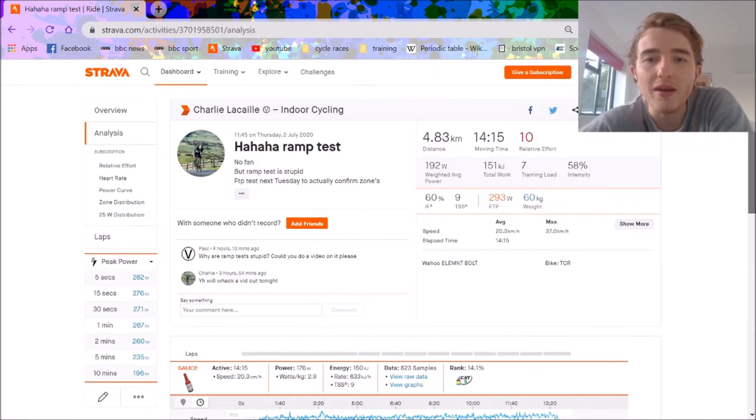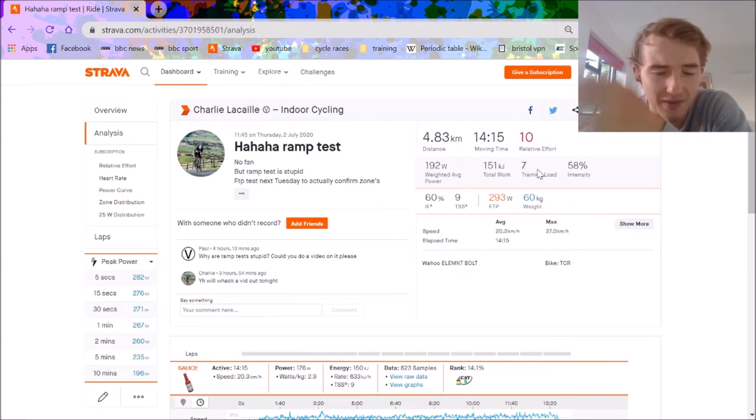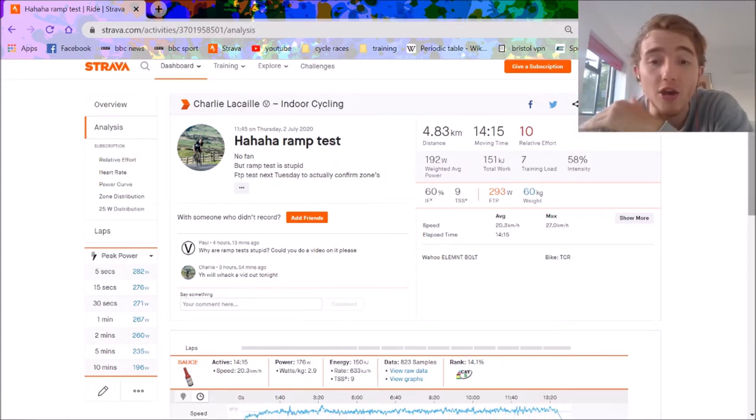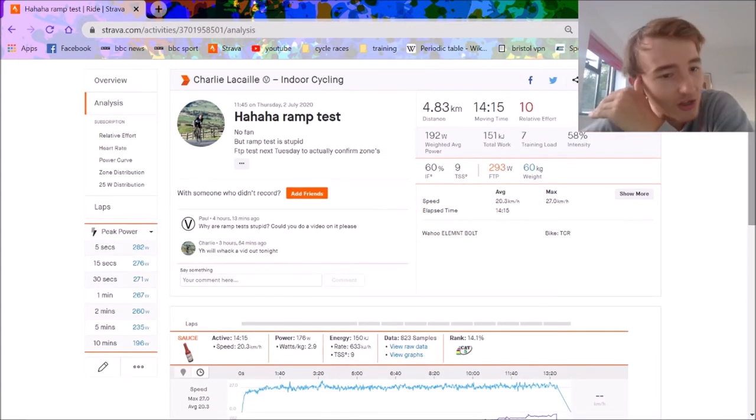What I wanted to do was, obviously, I haven't trained with power for like 5 weeks now. No, like 7 weeks or something stupid. So I have no idea what my FTP is. I know I'm going well endurance wise, but I don't know about the top end. I did an effort today, but I just wanted to get a rough estimate of what my FTP would be.